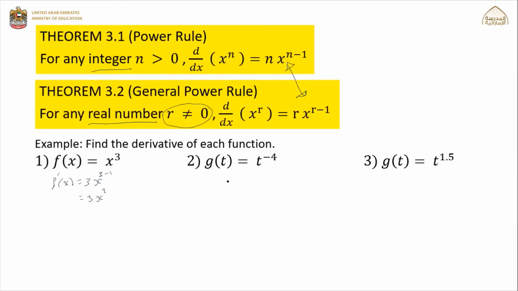What about g of t equals t to the power minus 4? So g prime of t: here I have a power as an integer, minus 4. So it's minus 4 t to the power minus 4 minus 1. That means minus 4 t to the power minus 5. The last one, g of t equals t to the power 1.5. 1.5 is a real number, so theorem 3.2 tells me that g prime of t equals 1.5 t to the power 1.5 minus 1. That means 1.5 t to the power 0.5.